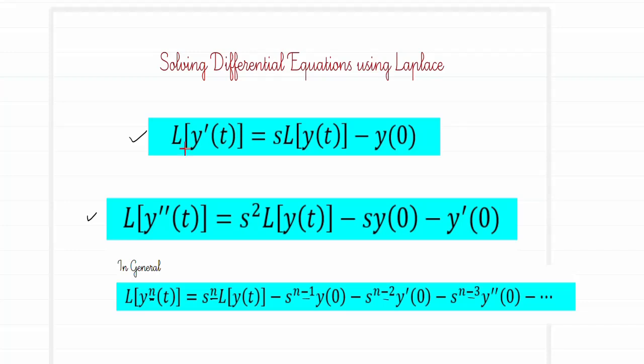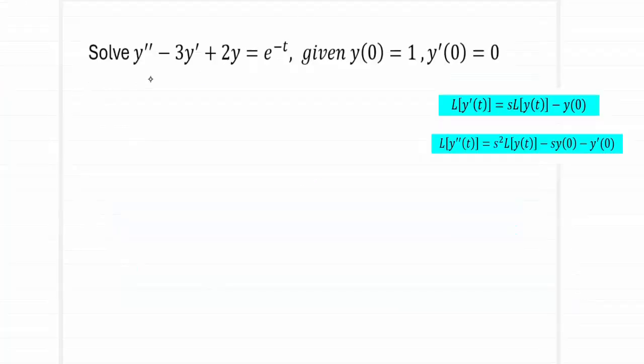Better you memorize the first and the second formula individually, then we will be easily solving the differential equation using the Laplace technique. Come on, we will try to solve the differential equation y double dash minus 3y dash plus 2y equal to e power t, given y of 0 is 1 and y dash of 0 equal to 0. I have a second derivative and a first derivative, so the formulas required will be Laplace of y dash of t and Laplace of y double dash of t.